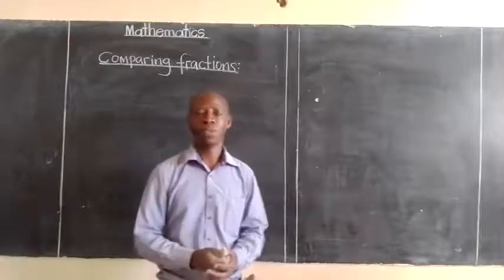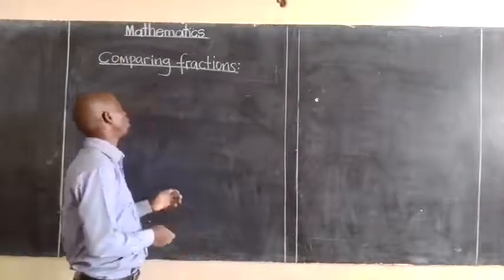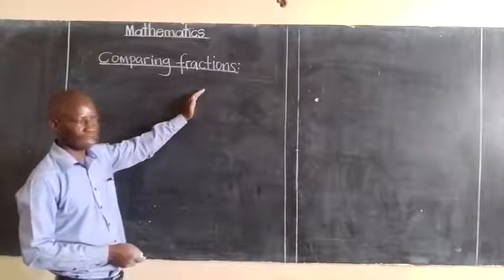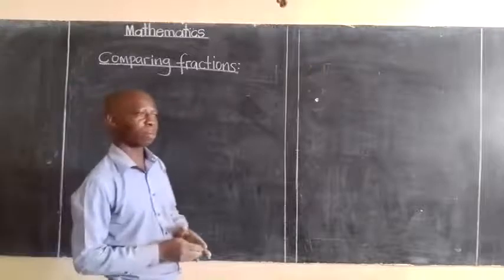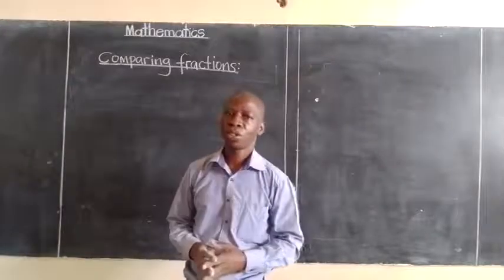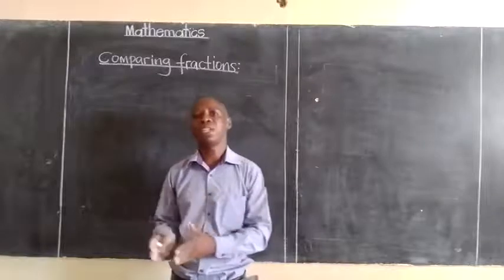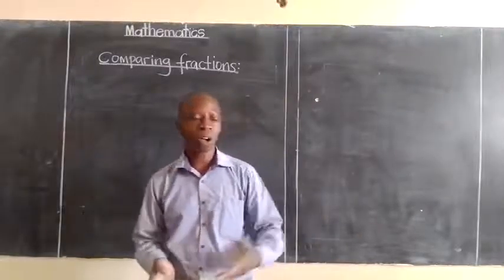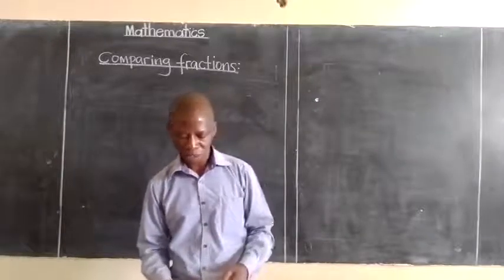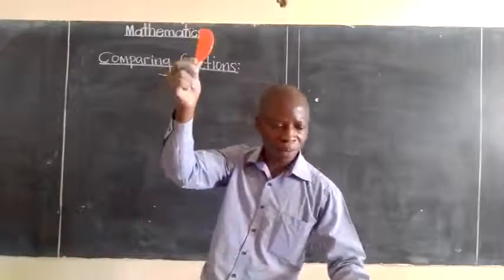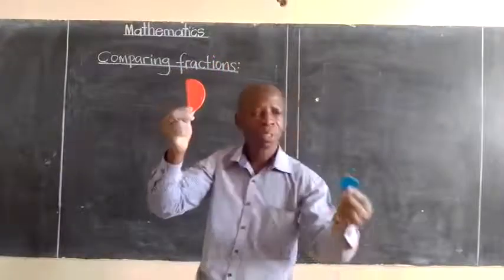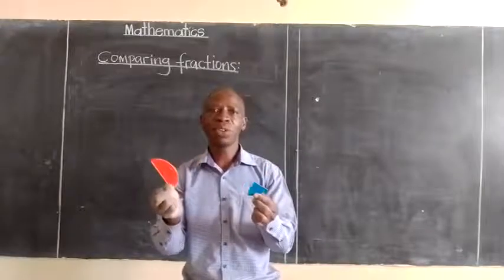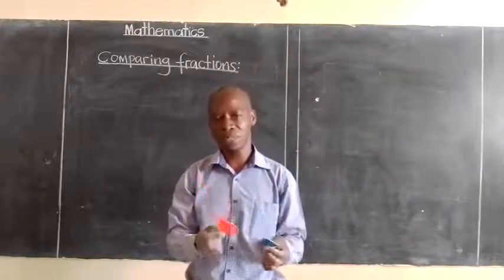We are still dealing with fractions, but this time we are going to look at comparing fractions. What is to compare? To compare is to give the difference or the similarity. How are they different? How are they similar? You get it? For example, if we have this and this one, if we are to compare, we can give the difference, or still better, we can give the similarity.